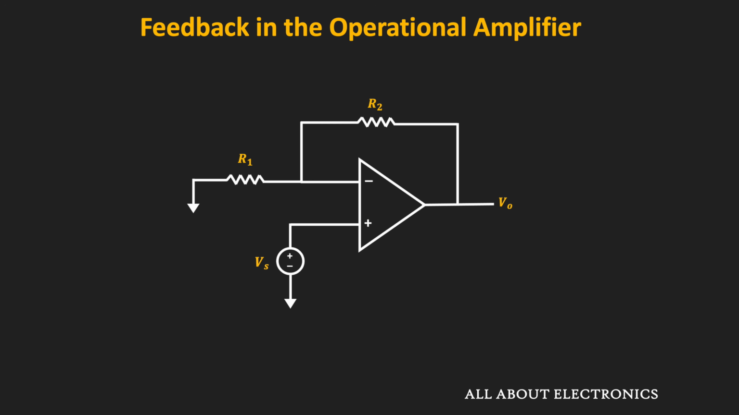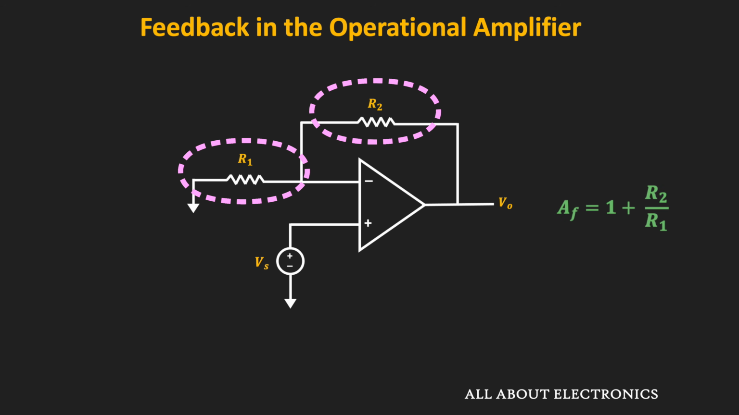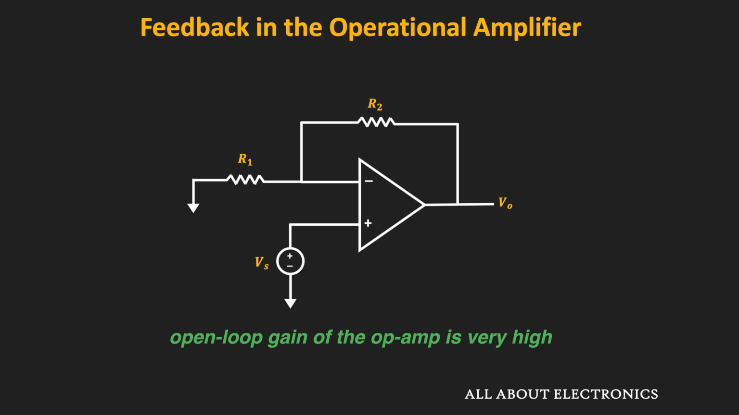For example, as you know, when the op-amp is used in the closed loop configuration, just by using external resistors it is possible to set the gain of the op-amp, right? That is actually possible because the open loop gain of the op-amp is very high. That is why, when the op-amp is used with negative feedback, just by using a few resistors it is possible to set the gain of the op-amp.